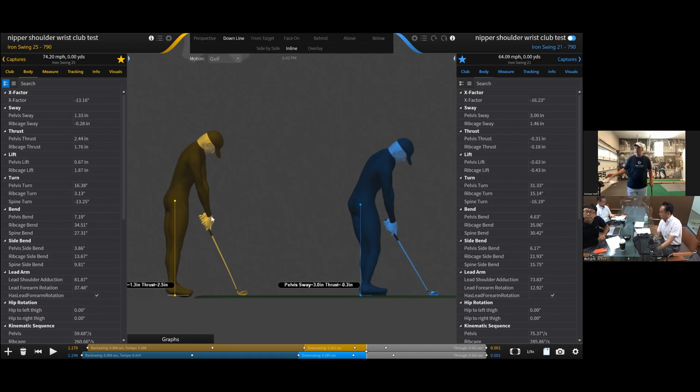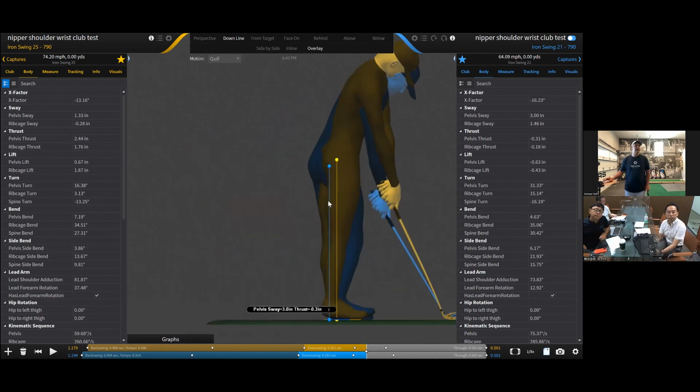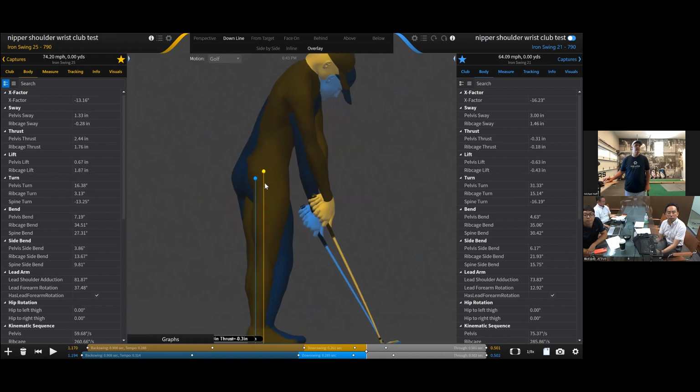One of the common problems that we have in the average player here is pelvis lift. Pelvis lift is shown under body, under lift right here, this number, pelvis lift. You can see at impact it's 6.7 inches positive, versus over here the pelvis lift is about 0.6 negative. So you can see how much that lift is affected. You see the difference there.